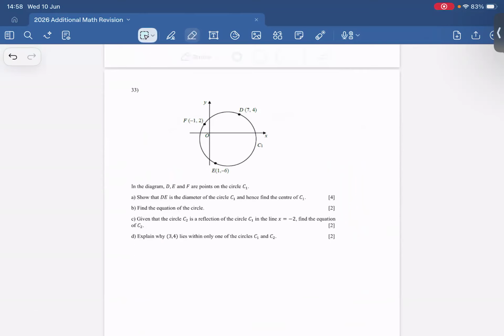Okay, so part A. Show that DE is the diameter. So you must ask yourself a question. If DE is the diameter, what will happen? You see, if DE is the diameter, these three points will form a triangle. And then based on your right angle in semicircle property, this angle will be 90 degrees. So now you just need to show me that that angle is 90 degrees. Then you can safely say that DE is the diameter. Okay, go ahead and show that that angle is 90 degrees.